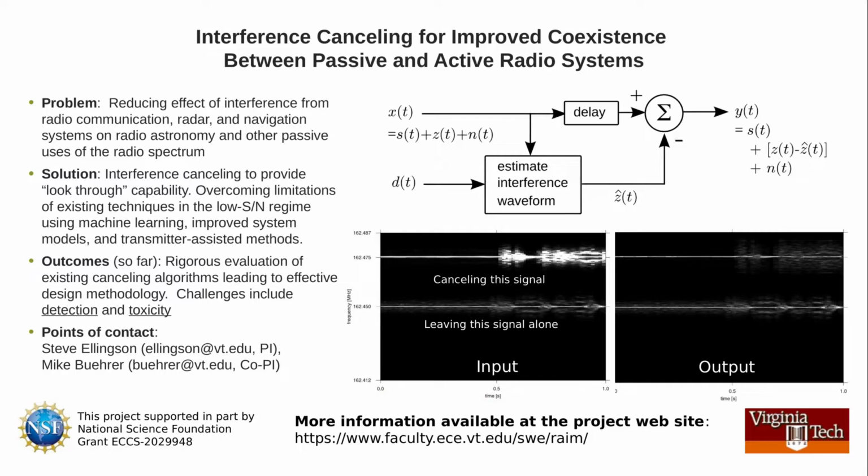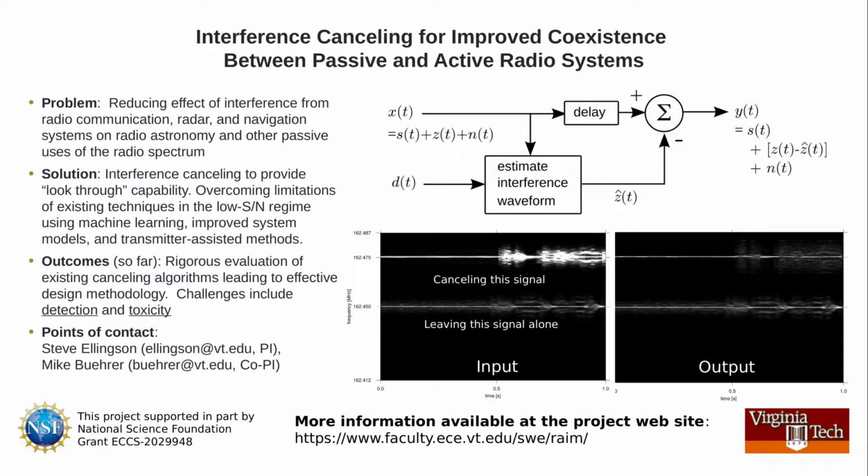The top-level concept is illustrated in the figure in the upper right. In this figure, the telescope output is x of t, and that's entering from the upper left. The telescope output consists of astronomy, that's s of t, the interference, that's z of t, and noise, that's n of t. The objective is to remove z of t without affecting s of t or n of t.